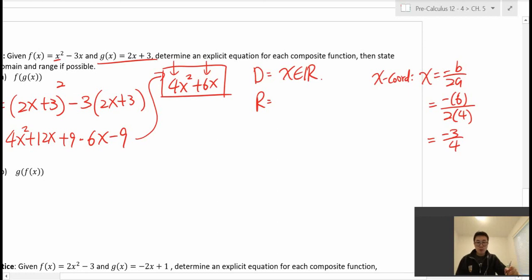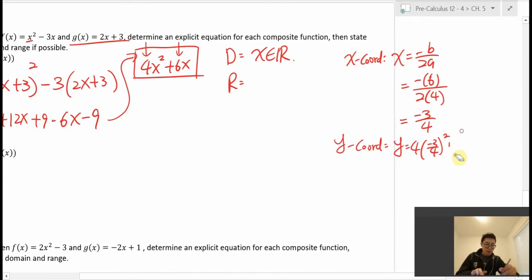And of course, we can find the y-coordinate by simply plugging the x-coordinate into the equation. So we have 4 times negative 3 over 4 squared plus 6 times negative 3 over 4. Whoa, what happened there? Okay, you can see the pen is not working very well, unfortunately. So if you put this into a calculator, or if you just expand this, I have this worked out already.